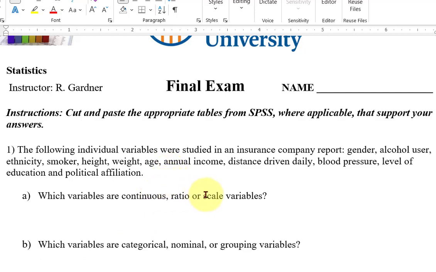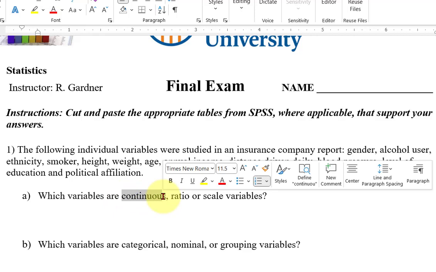SPSS calls them scale. Other people call them ratios. But I stick to the word continuous because I know what that means, right? It's actually a calculus term. But basically, it just means a list of numbers that can have fractions and decimals, less than 1 values. Okay, that's all that means.